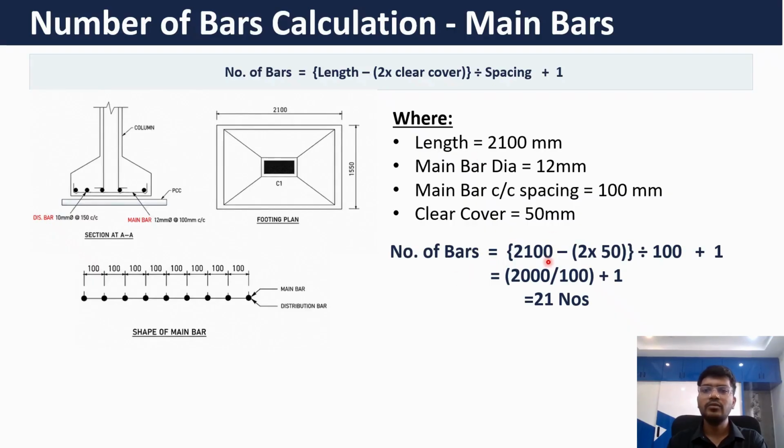So length is 2100 minus 2 times of clear cover 50, divided by 100, 100 is center to center spacing, plus 1. Why are we adding plus 1? Because we should always count the starting bar. So plus 1 is basically the starting bar. So if you calculate these numbers, then you will get the total number of bars as 21 numbers. So we require 21 main bars to form this footing.